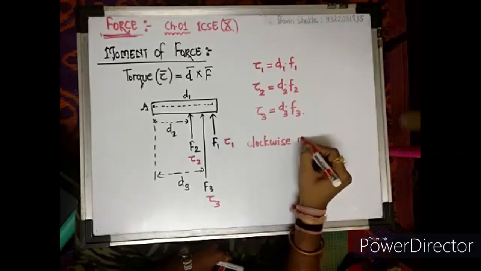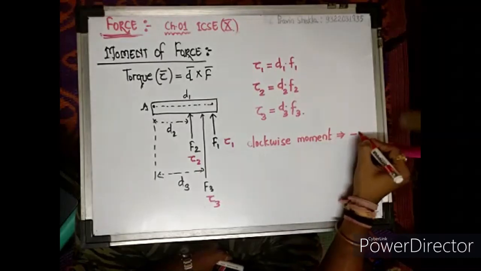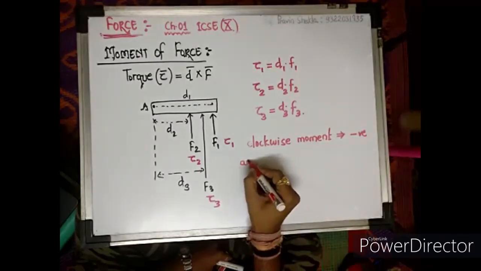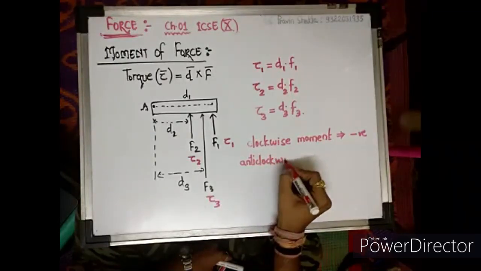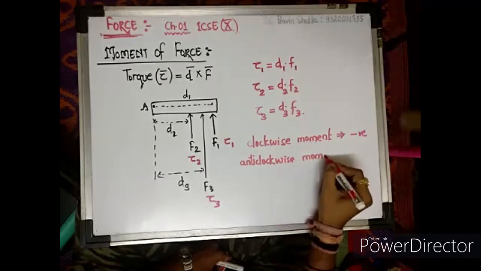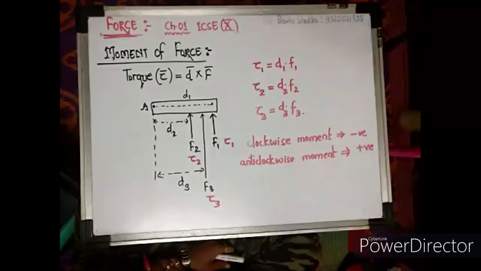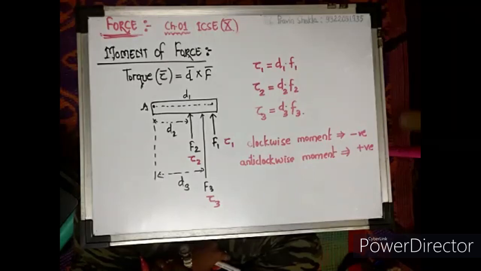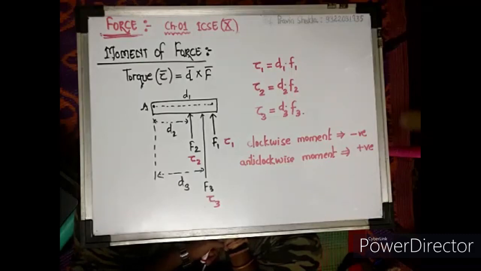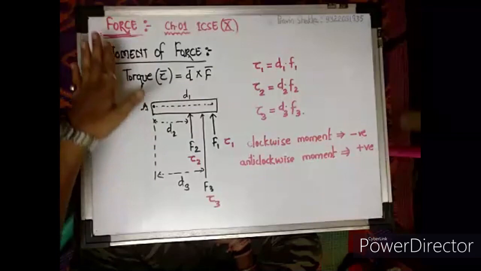Clockwise moment is always negative. Anti-clockwise moment is always positive. This is the way of writing it, okay? Instead of writing anti-clockwise something, I will write plus. Khatam. So plus means anti-clockwise. Minus means clockwise. Clear? Every object that we can see can be said to have the experiential torque.